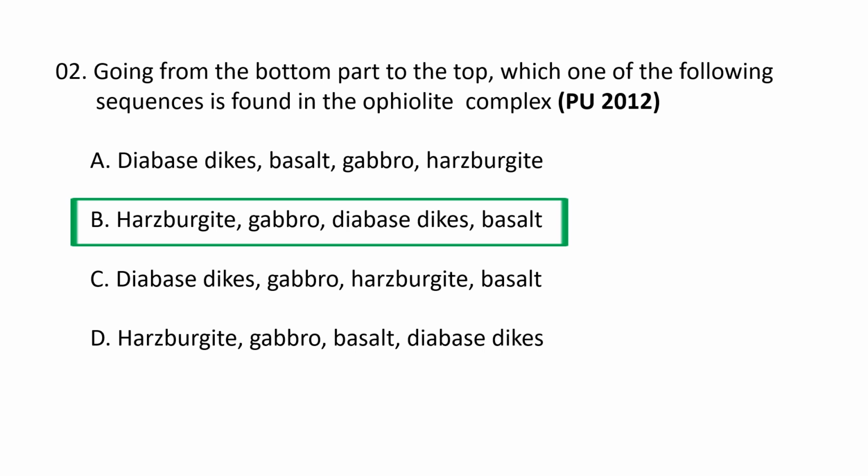So in a complete ophiolite sequence, you might find Harzburgite at the bottom. This is followed by cumulate ultramafic rocks and gabbro, then a sheeted dike complex, and finally pillow lavas or other basaltic formations at the top.